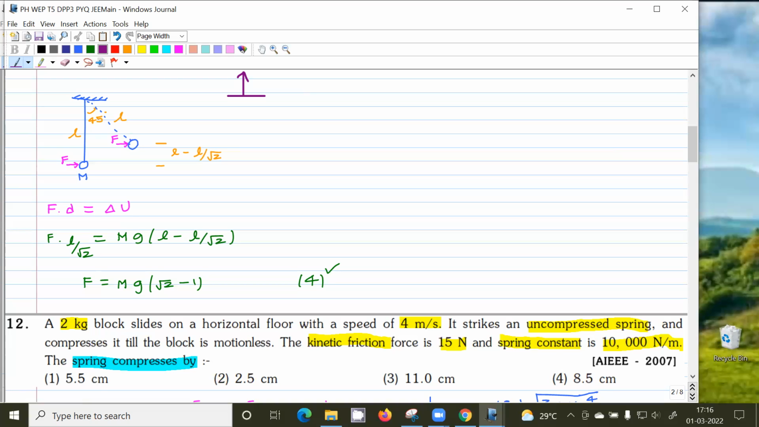So work done equals change in kinetic energy. No, work done by what? Friction force, no. That you can find independently. Work done by the friction force. So the friction force will act for how much distance? By x distance.